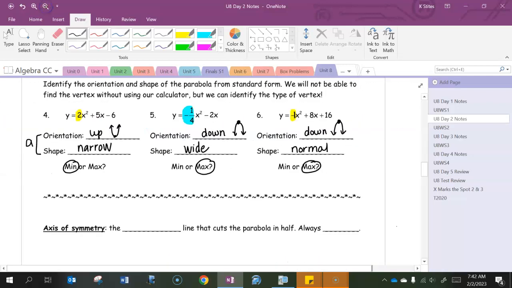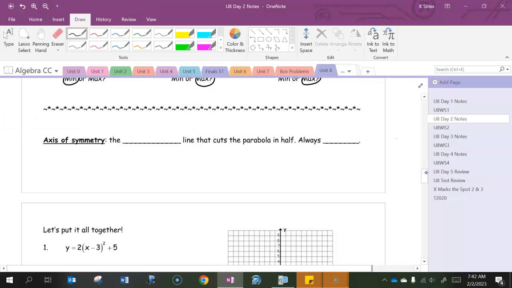There's one final thing. We have something called the axis of symmetry. The axis of symmetry is the vertical line that cuts a parabola in half. Because it is a vertical line, it is always x equals. Remember, vertical lines are x equals. Since you have a parabola like this, it's always going to be a vertical line, and it's always going to pass through the vertex, which we will see.